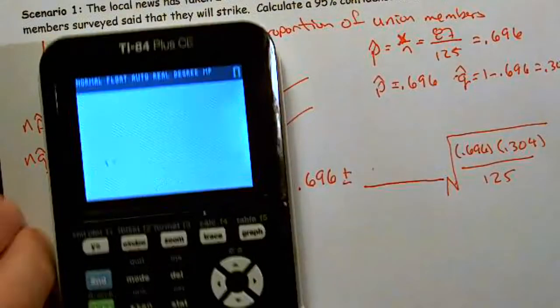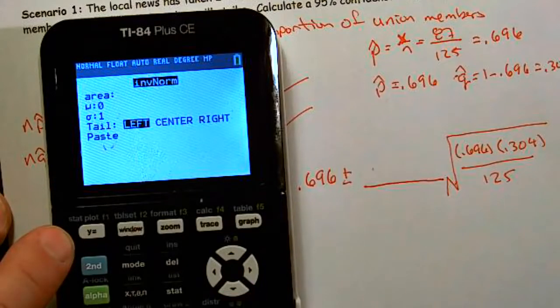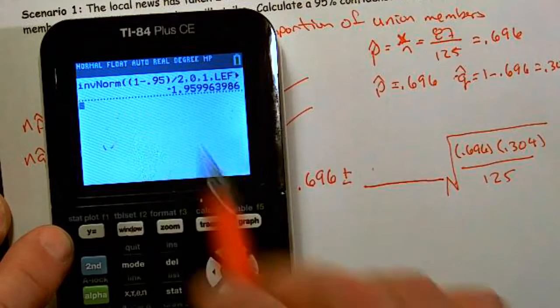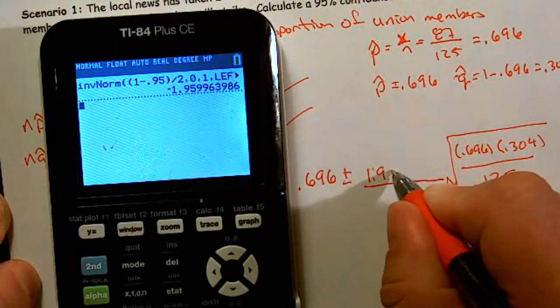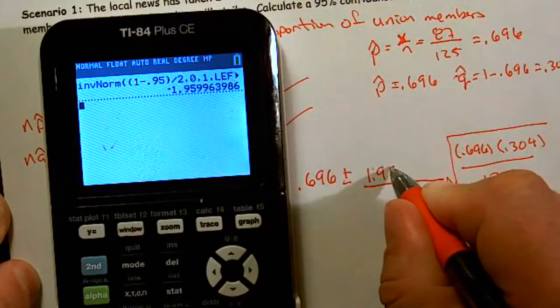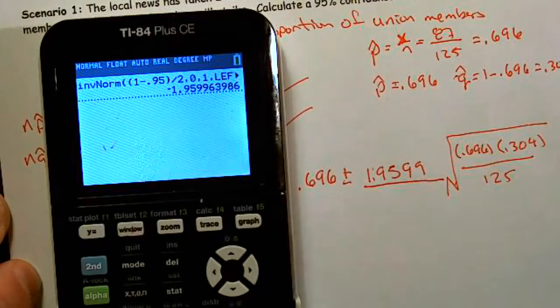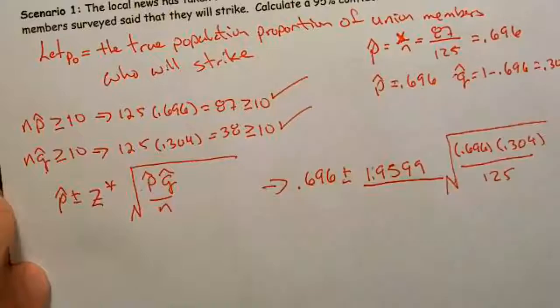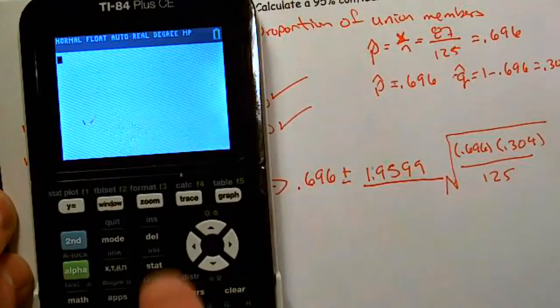And that's just the way we've always done it. We're going to go second vars, inverse norm, parenthesis, 1 minus 0.95, close parenthesis, divided by 2. And we end up getting 1.9599, and always make it positive, so that's not changing, or 1.96, something like that. All right, that'll work for that. We've written everything down, so now we can let the calculator do its work.